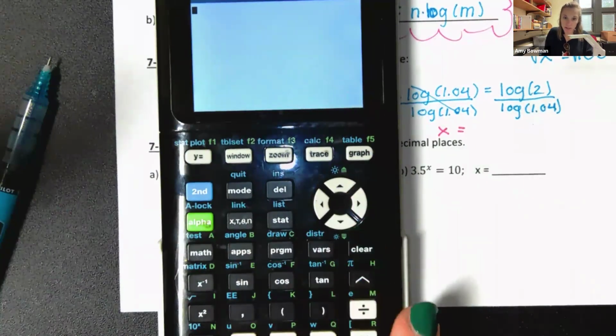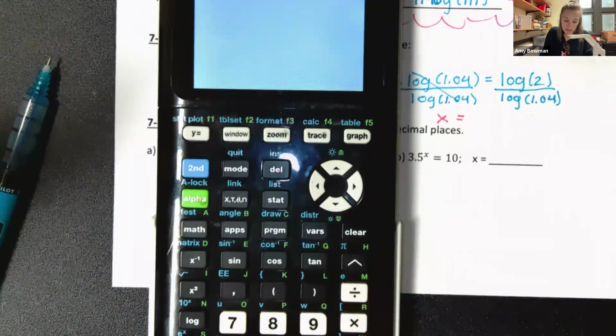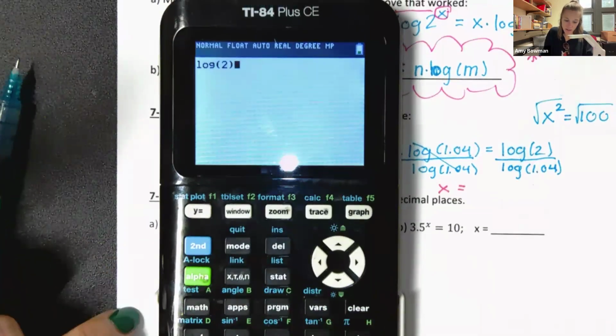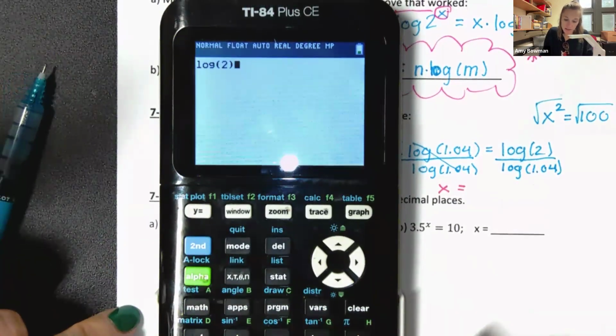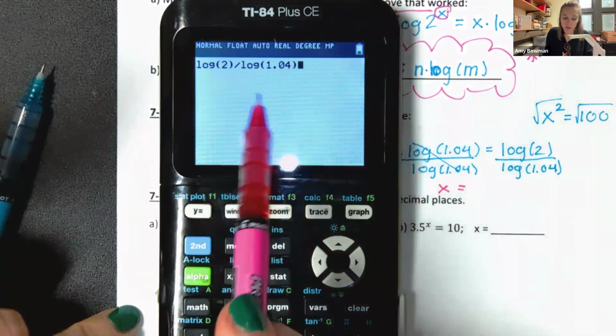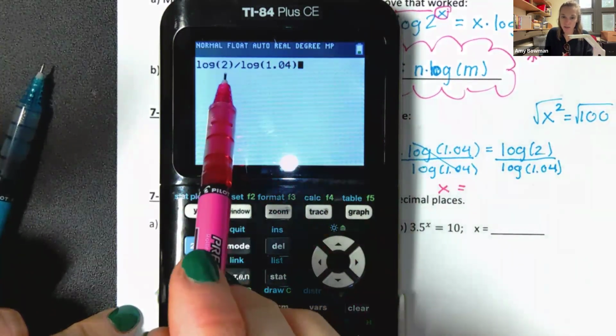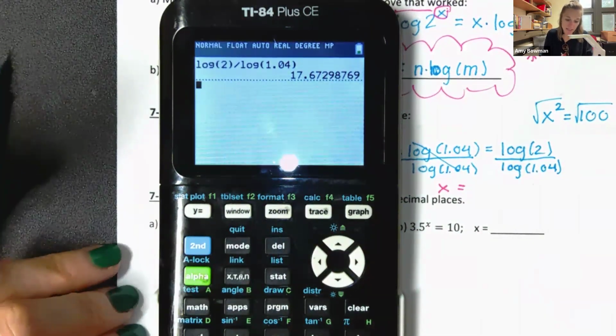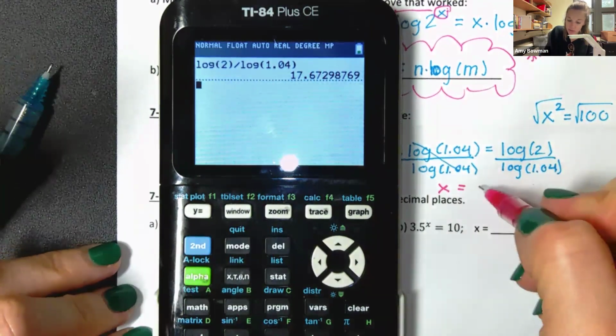So that's where you'll need a calculator, and you type it in exactly as you see it. So log of 2, end parentheses, divided by log of 1.04. So you're just typing it in exactly like we see it. Make sure you close the parenthesis here after this 2, otherwise you'll get the wrong answer. Hit enter. There's our answer, 17.67. About 17.67.